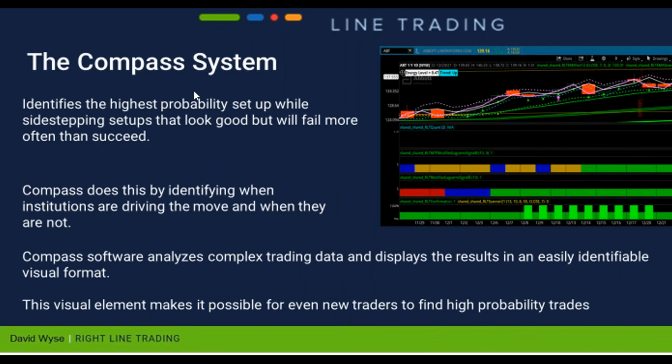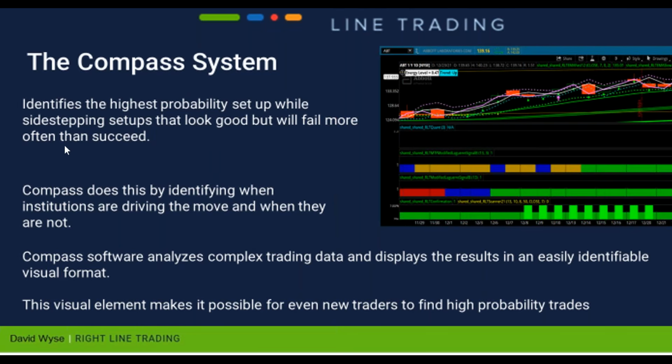The Compass System, or the SPY Super System as it's called now, is a piece of software that goes on Thinkorswim that helps us identify when institutions are in the trade or not. So it identifies the highest probability trade setups while sidestepping setups that look good but will fail more often than they succeed.